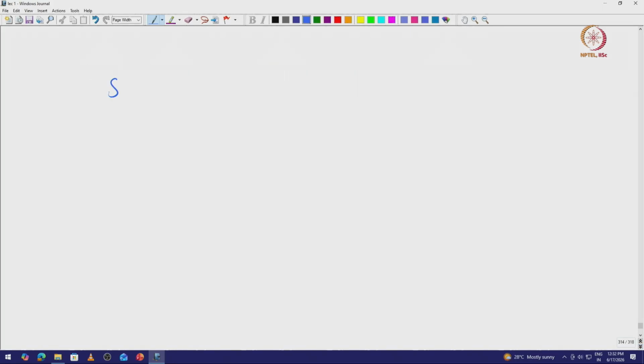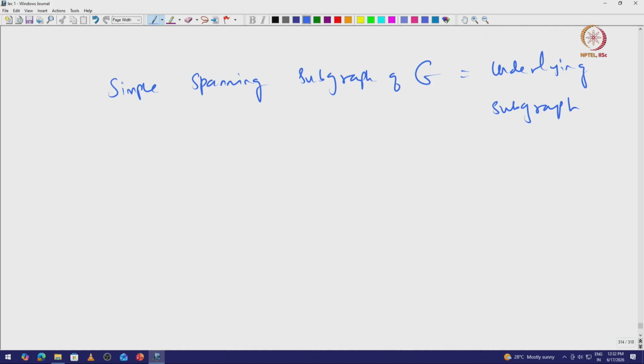So, a simple spanning subgraph of G is also called the underlying subgraph of G or the simple graph of G. So, these are all notions that are actually used in graph theory.